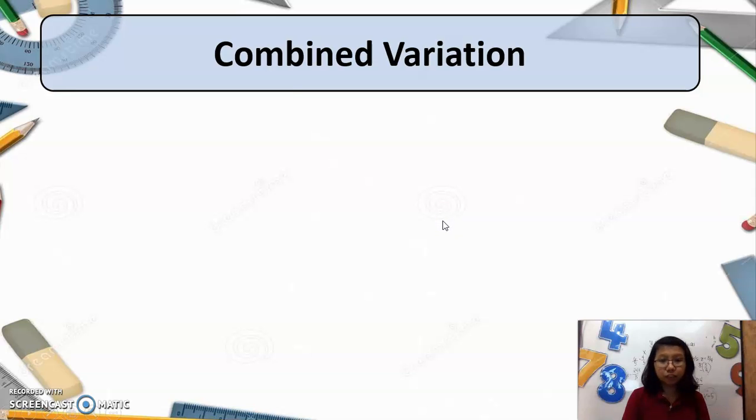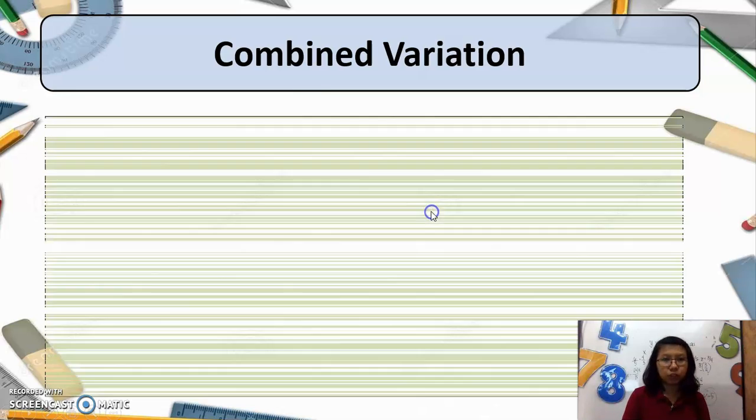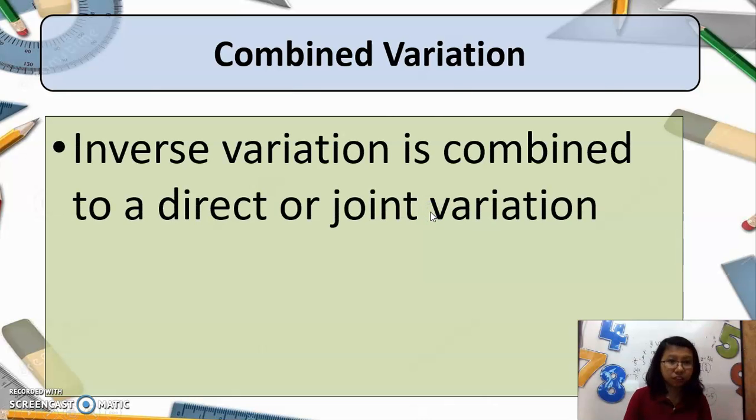Okay, let's have combined variation. Combined variation is similar to an inverse variation, but there is a variable beside the constant, or the value of the k. So it is an inverse variation combined with a direct or a joint variation. Okay, so it's a combination of inverse to joint or inverse to direct variations. For example, I have here y equals kx over z. So it is a combination of a direct and an inverse variation.